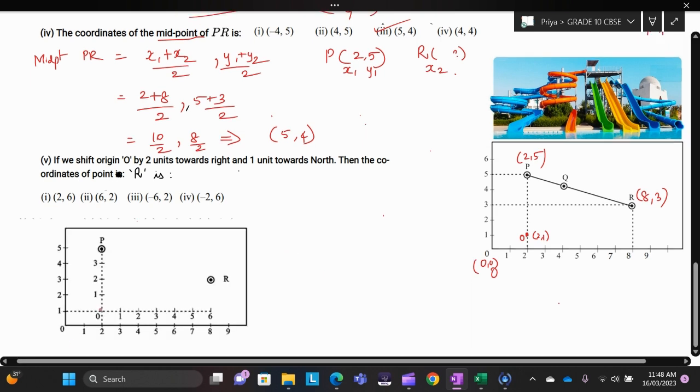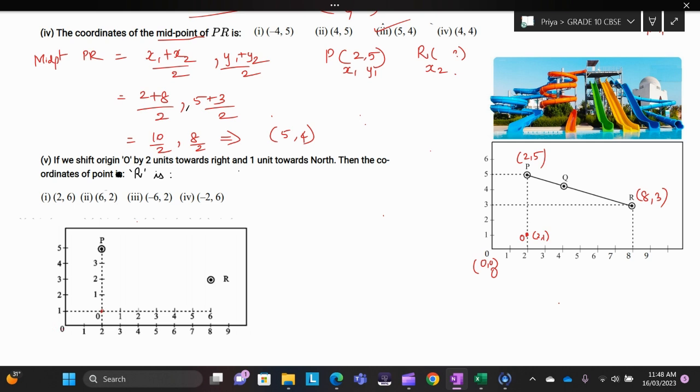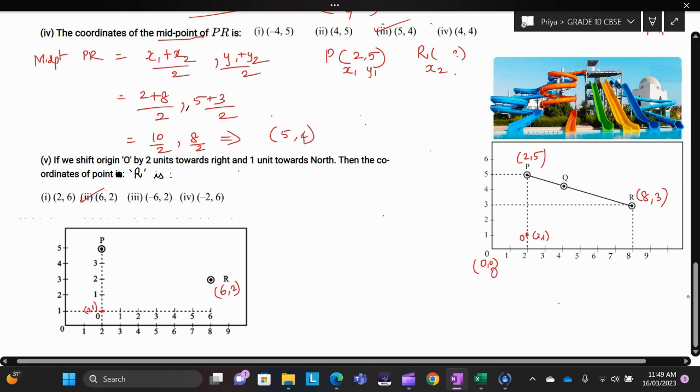So if I redraw the origin here, that is, the origin is shifted to (2, 1), isn't it? Then again the x-axis starts from 1 to 6 and the y-axis starts from 1 and so on. So the coordinates of R with respect to the new origin is going to be (6, 2), isn't it? Previously it was (8, 3), but with respect to the new origin it is (6, 2), which is option 2. So this is the end of case study based question 2.